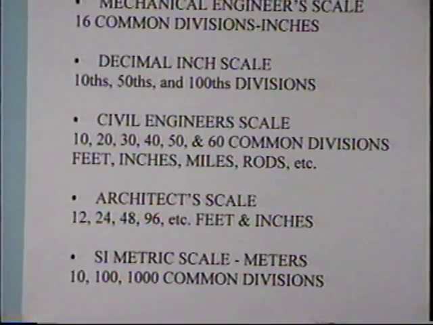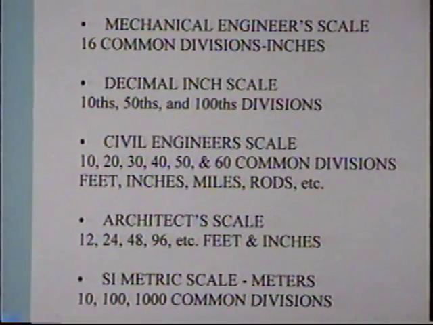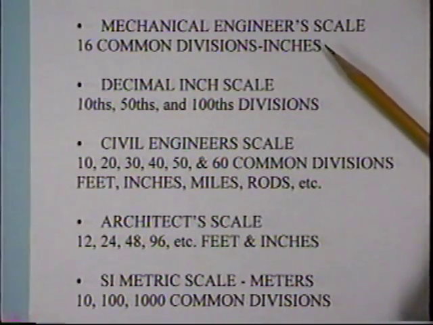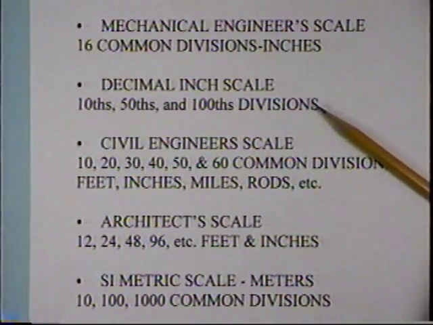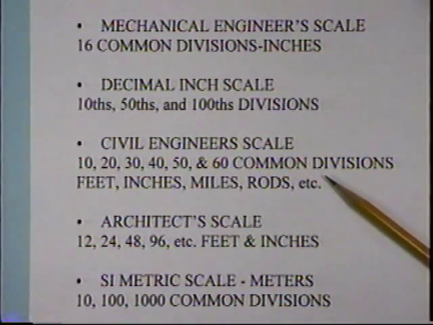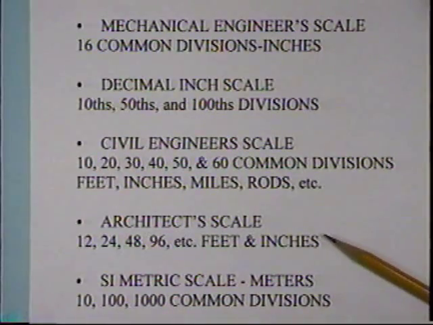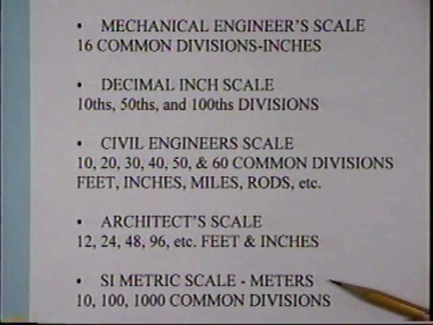First thing we want to do is identify these scales. So we'll pull up an application here, and we'll identify all 5. Those 5 scales are: number 1, a mechanical engineer scale; number 2, a decimal inch scale; number 3, civil engineer scale; number 4, an architectural scale or an architect scale; and number 5, the world standard scale, that scale being the metric millimeter scale or the System International metric scale.